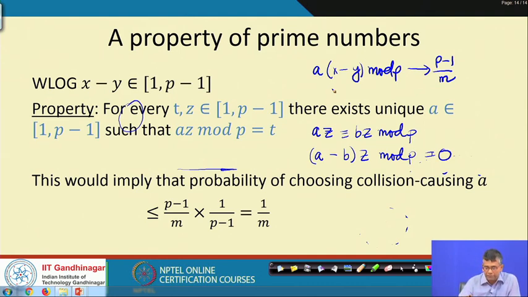So there are only (p minus 1) by m such choices of A that can cause a collision between two given x and y, and therefore the probability of choosing such an A is nothing but (p minus 1) by m divided by (p minus 1), which is equal to 1 by m, and that is exactly what we wanted, because that is really the definition of universal hashing.